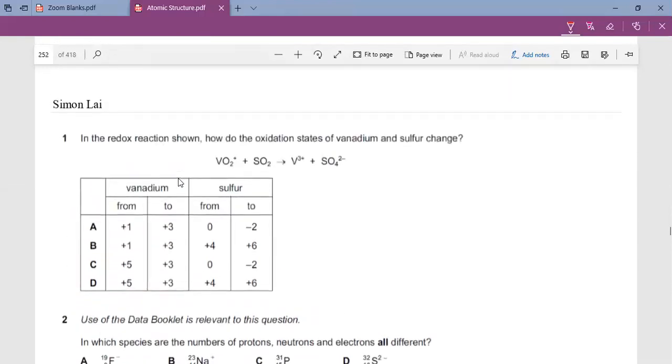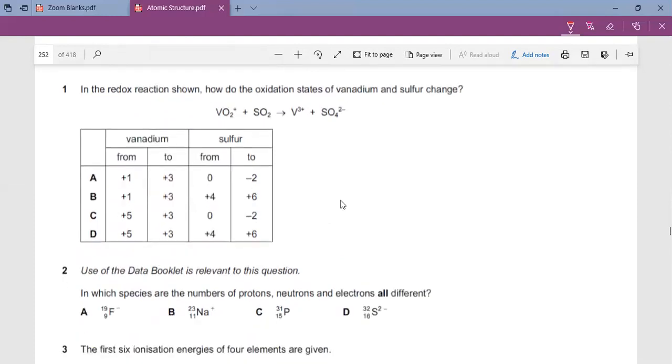In the redox reaction shown, find the oxidation states of vanadium and sulfur. Okay, simple, isn't it? Remember, it's all the same. So I'm going to do a bit more, then we're going to shift gear. Today, if we finish early, that means good luck.